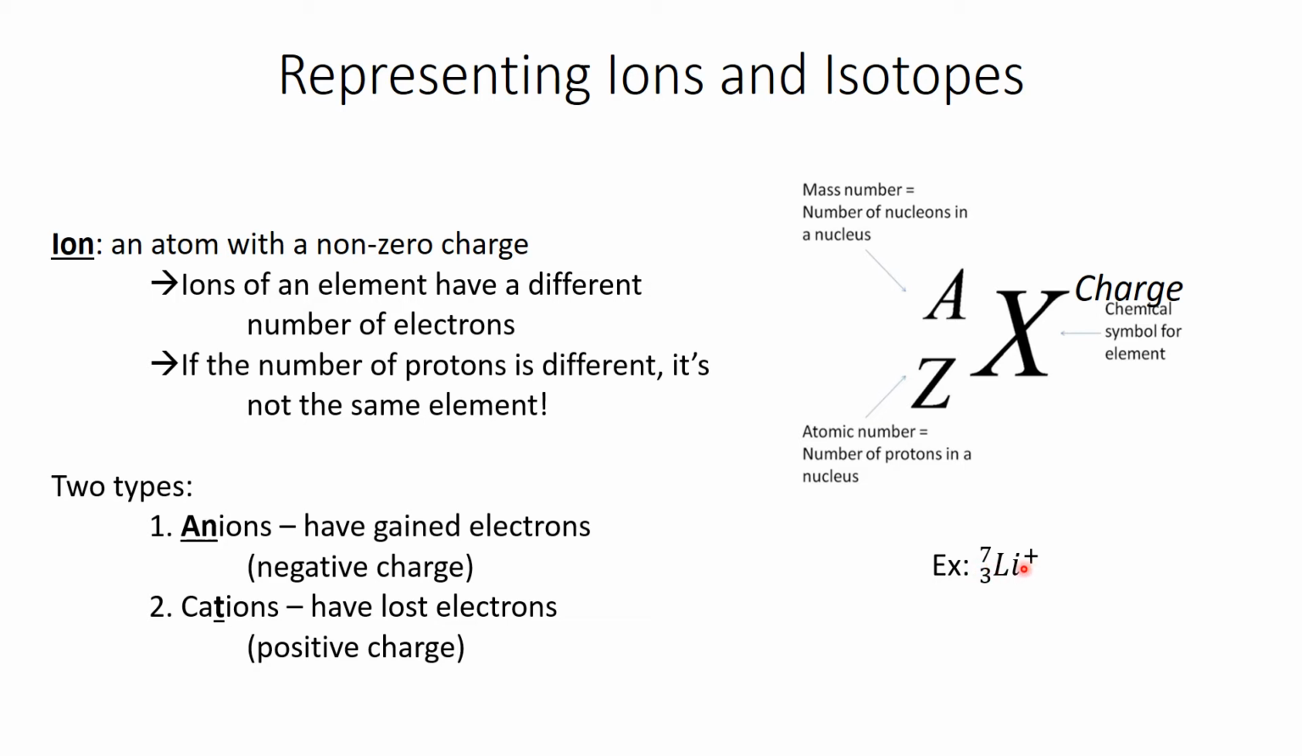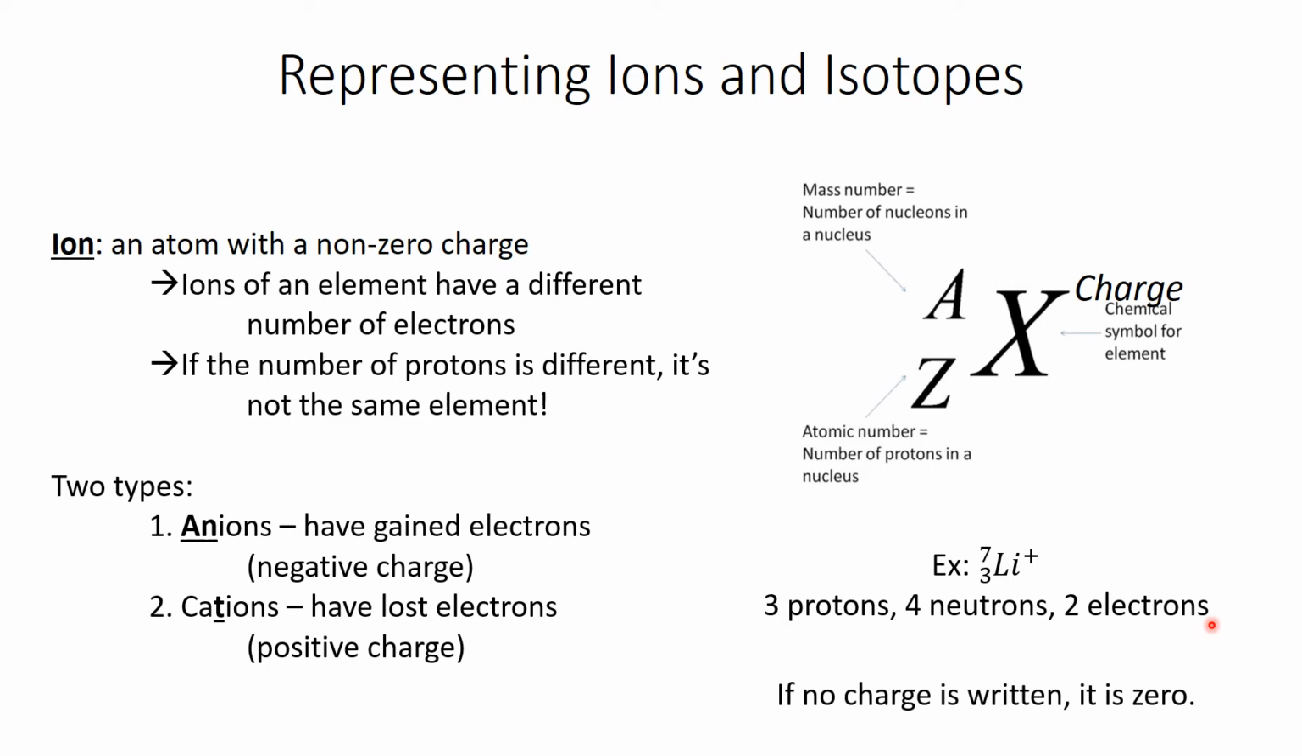And it has a charge of +1, which means it has 1 more proton than electron, so that means it has 2 electrons. So 3 protons because of this, 4 neutrons because 3 plus 4 is 7, which is this number, and then a +1 charge, so that means it has 3 positively charged things and 2 negatively charged things. And if there's no charge written up here, the charge is 0.